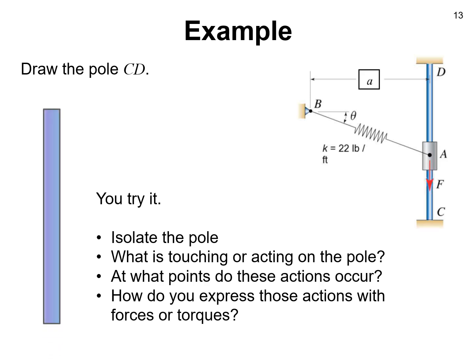What is touching or acting on the pole? At what points do these actions occur? And how do you express those actions with forces or torques? And I'll say you can refer to the previous tables of reaction types as a hint. So you might look at the end of the pole, for example, and ask yourself, what do those symbols represent? And can you take your best guess of interpreting from the reaction table what is acting on the end of that pole? And I'll ask you to also think about what else is touching the pole, and we'll talk about that in class.